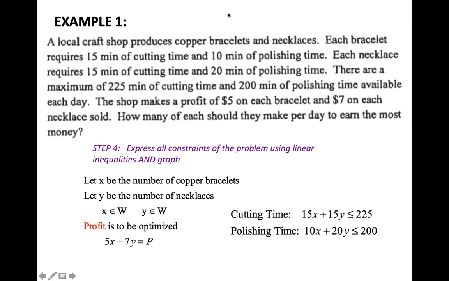When we work on that, you'll realize that the cutting time for the bracelet is 15, so that's 15x, and the cutting time for the necklace is 15, so that's where 15y comes from. Then they tell you that there are a maximum of 225 minutes of cutting time, so less than or equal to 225. Then we look at the polishing time. 10 minutes for the bracelet, so that's 10x, 20 minutes for the necklace, so that's 20y, and it has to be less than or equal to 200. So here are your two constraints. These will be the things that we need to draw a graph for.